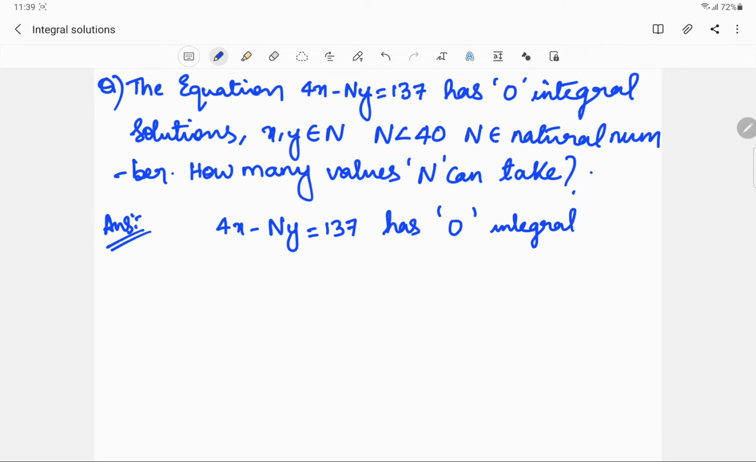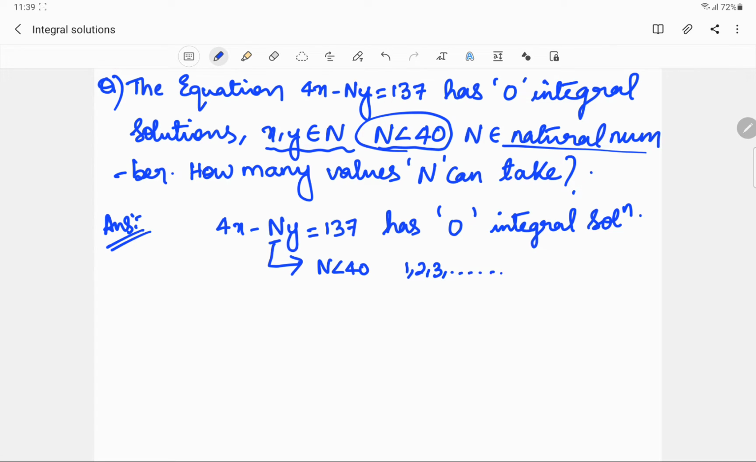So there are no integral solutions for this equation, and moreover it is given that x, y belong to natural numbers and n is less than 40. n also belongs to natural numbers, and that means n can take the values 1, 2, 3 and so on till 40. We are asked to find how many values n can take.